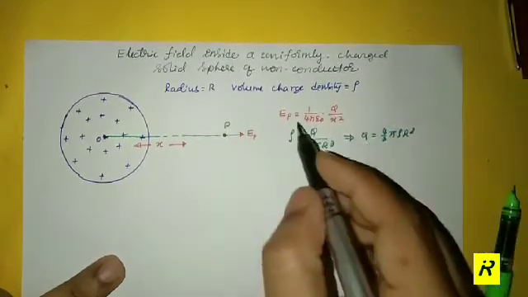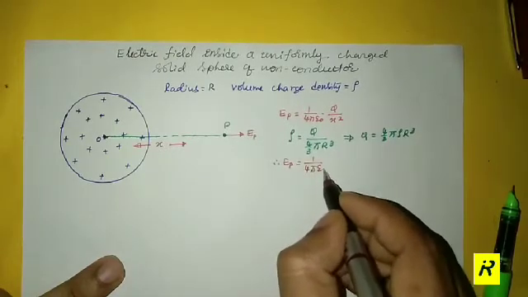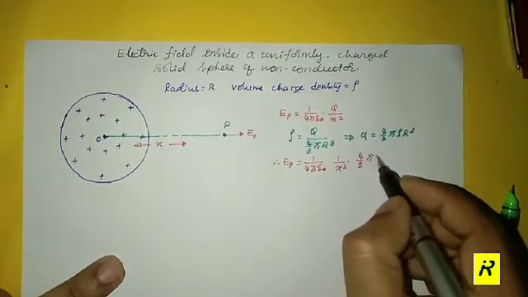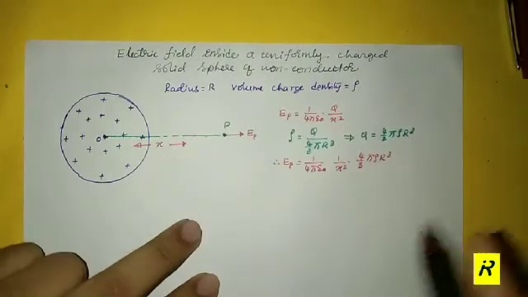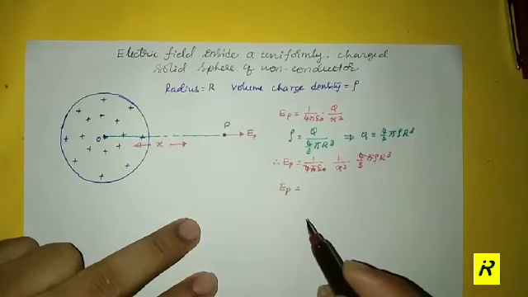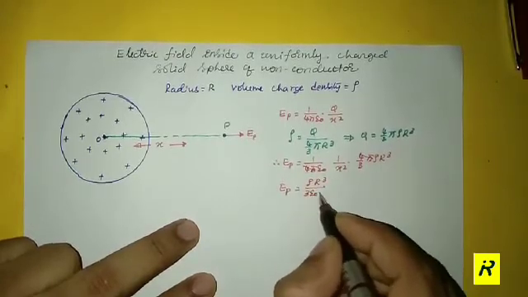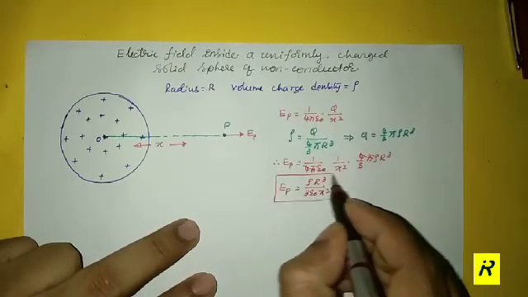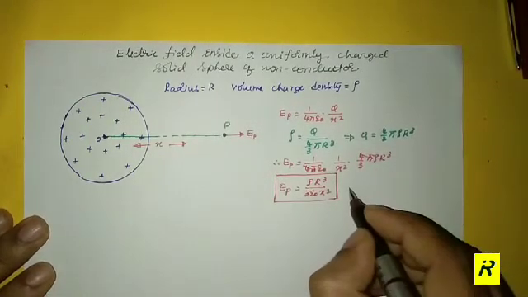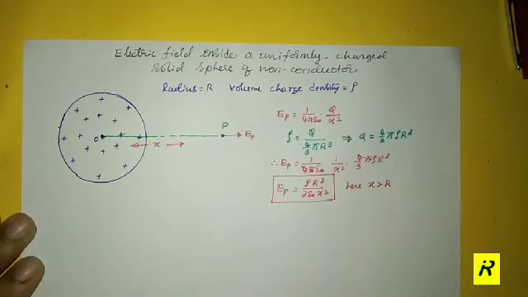When I use this in the equation, EP is equal to 1 by 4 pi epsilon naught times Q, where Q is 4 by 3 pi rho R cube. Now 4 pi and 4 pi get cancelled. The terms left are rho R cube, and in the denominator 3 epsilon naught x square. This is how we can write the electric field at any point P which is outside, where x is greater than R. So point P is lying outside the sphere.